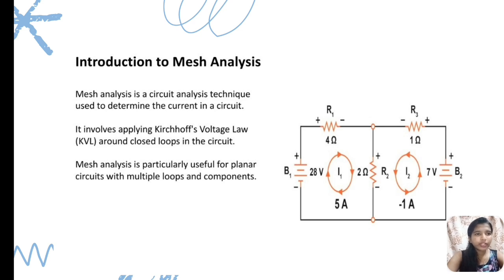So here is just a diagram of a circuit where you can see two meshes, that is mesh 1 and mesh 2, and in mesh 1 you can see the current I1 and the current I2 in the mesh 2.